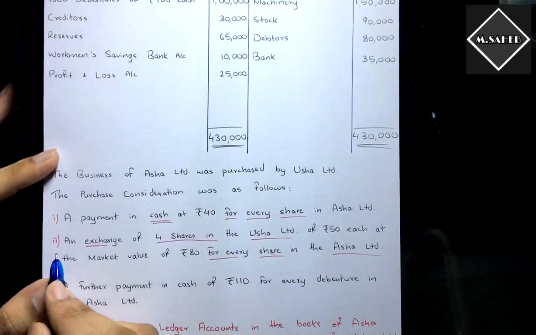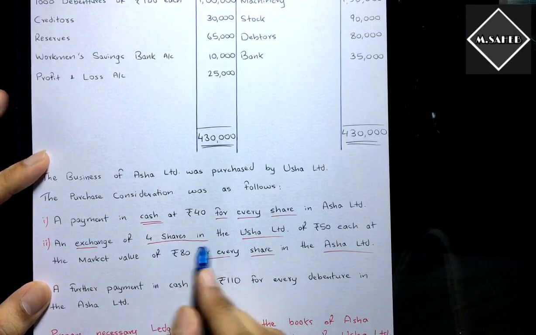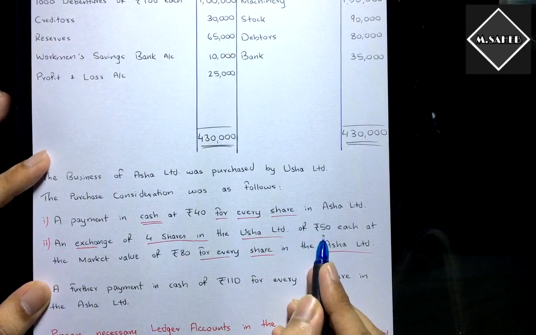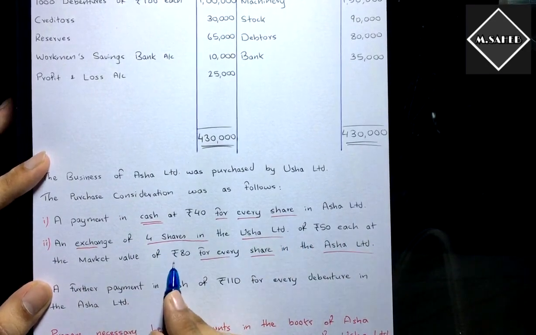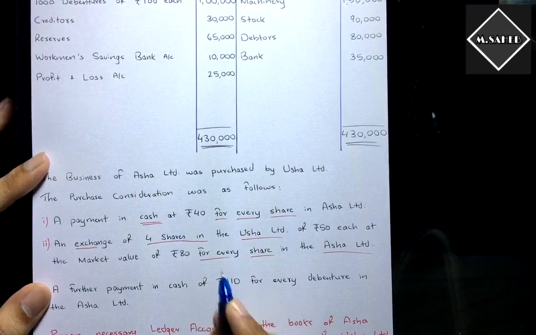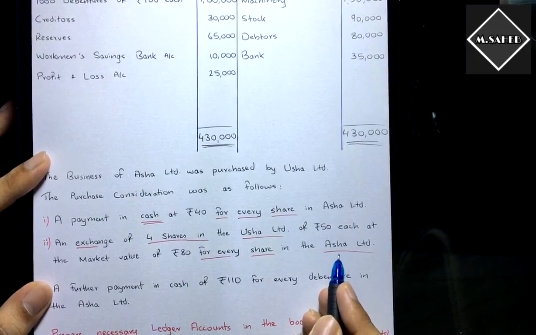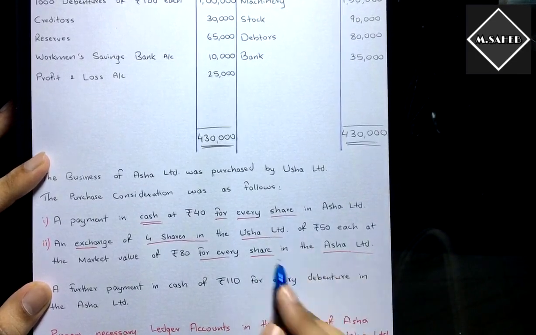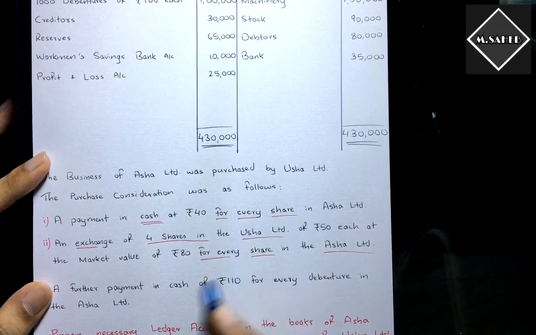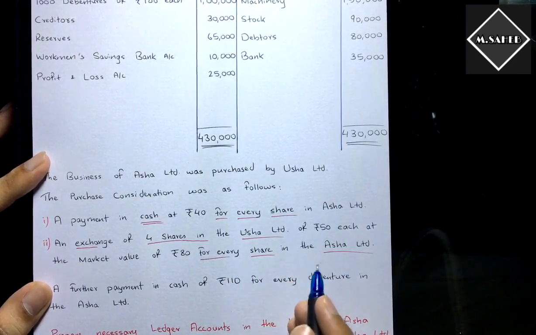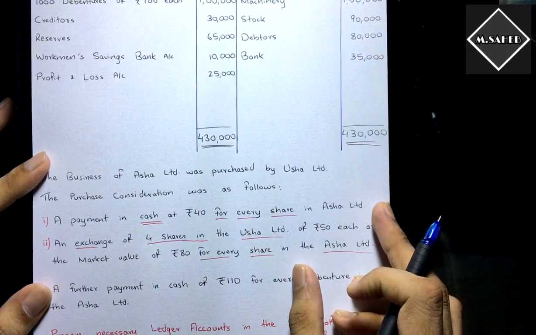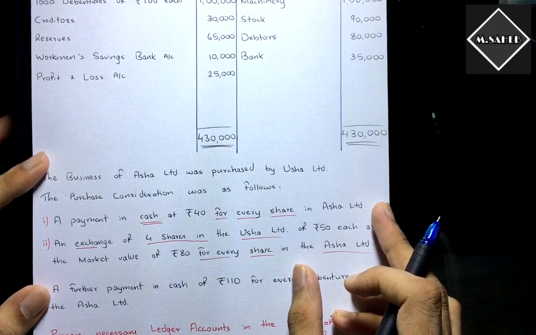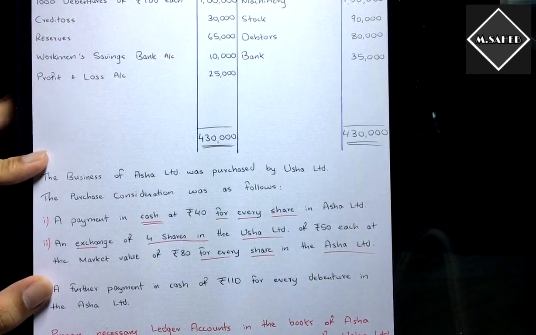And the second point also: an exchange of 4 shares in Usha Limited of ₹50 each at the market value of ₹80 for every share in Asha Limited. So now here they are exactly talking about what will be given to the equity shareholders. So here we can apply the net payment method and easily calculate purchase consideration. Fine, so let's use that net payment method.